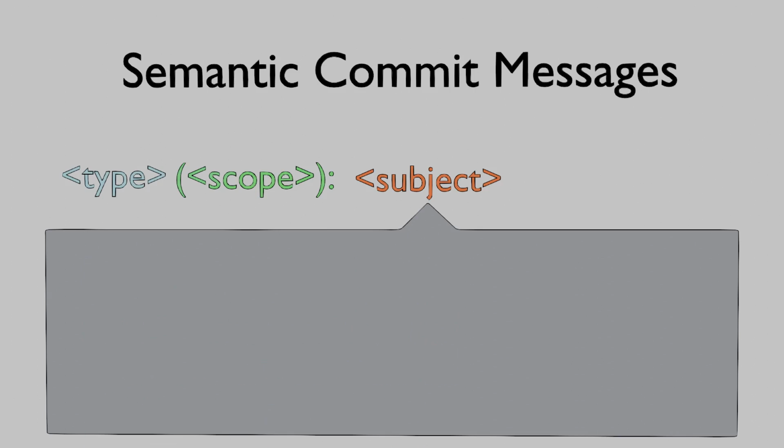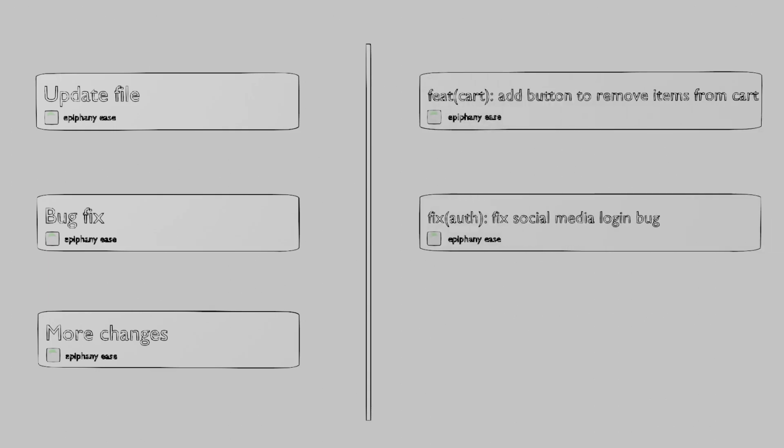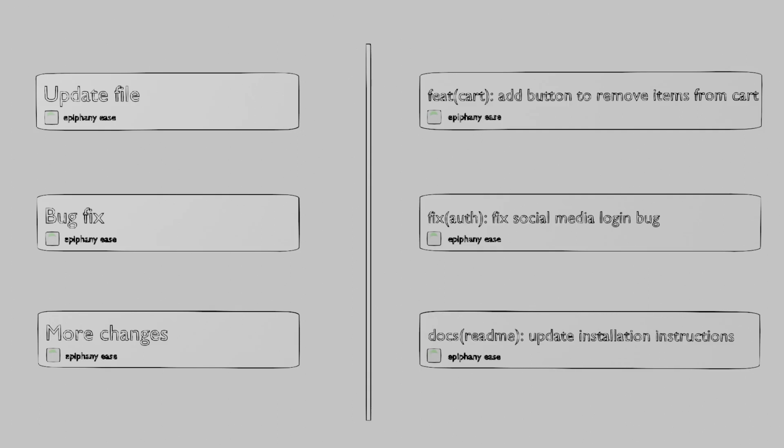Let's put it all together in another example. This message tells us that a new feature, feat, was added to the cart component, cart, and that the feature is a button to remove items. Let's see a practical comparison. On the left, we have commits without semantic messages. Now, on the right, we have commits using semantic commit messages. Notice how semantic messages make the commit history much clearer and more organized.